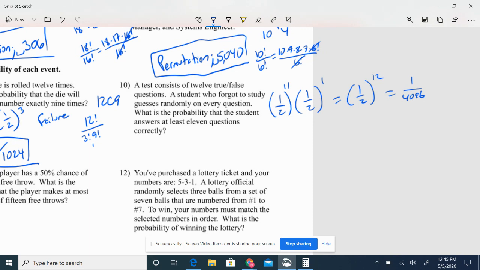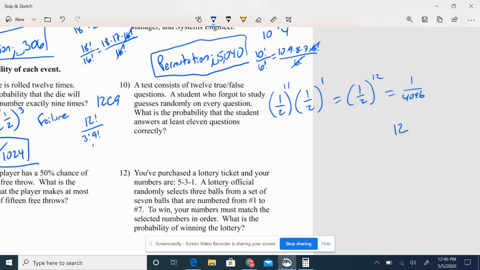Now, what is the probability that the student answers at least 11 questions correctly? So let's say I only failed question number 1. I get 11 right. Let's say I only failed question number 2, or I only failed question number 3, or I only failed question number 4. What's the probability that I fail 1 question? All right, 12 choose 1. So the probability I get 1 question wrong is 12 times.